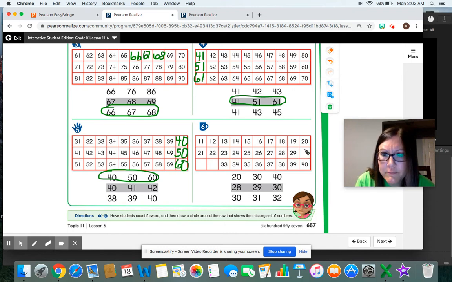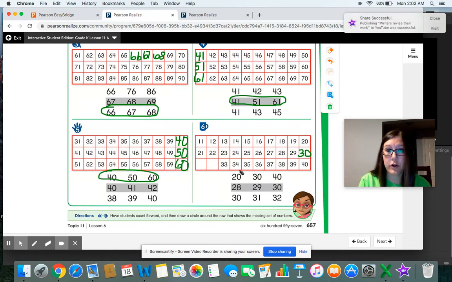All right, here's the first missing number. What's the number that comes just after 29? 30. And look at this, it's the decades, 20, 30, 40. All right, what number would go here? It's the number that comes just after 30. 29, 30, 31, 32. Excellent job.